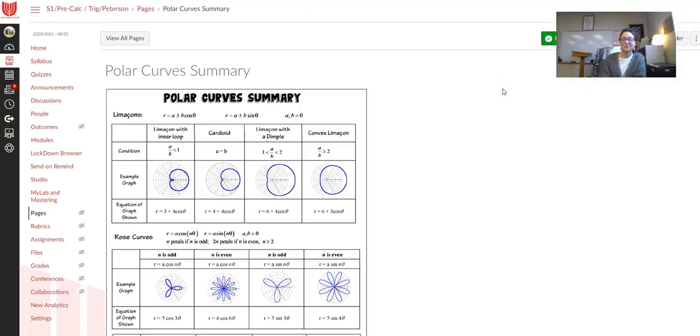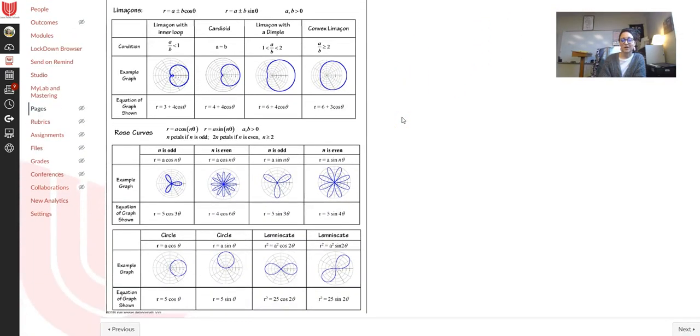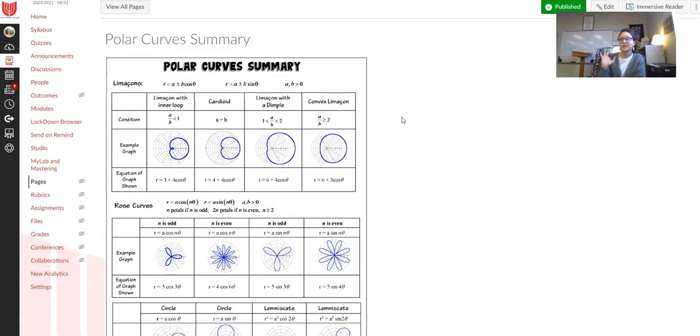All right, now if you go to Canvas, you don't have to do this right now, but there's a page there called Polar Curve Summary, and we've got all this kind of outlined for you. You do not need to memorize any of this. This is just to help you spot patterns as you go, and maybe you saw a lot of this already. So let's start over here, because we started here with this r equals a cosine.